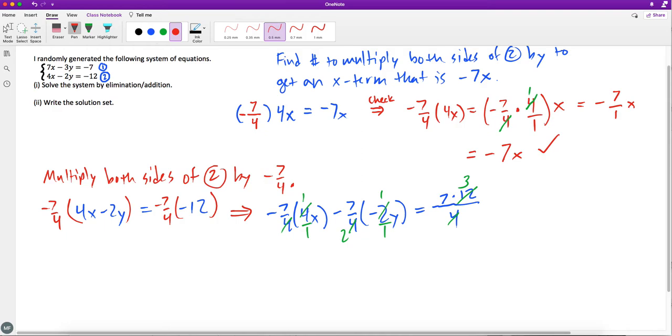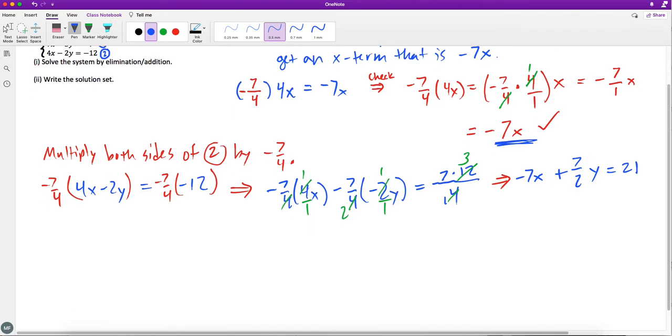Okay, so finally, we're left with negative 7x, right? That was what we wanted. Plus, negative times negative is a positive, 7/2 y equals 7 times 3 is 21, and that would be 21 over 1, but we don't need to write that. We can just write it as 21.